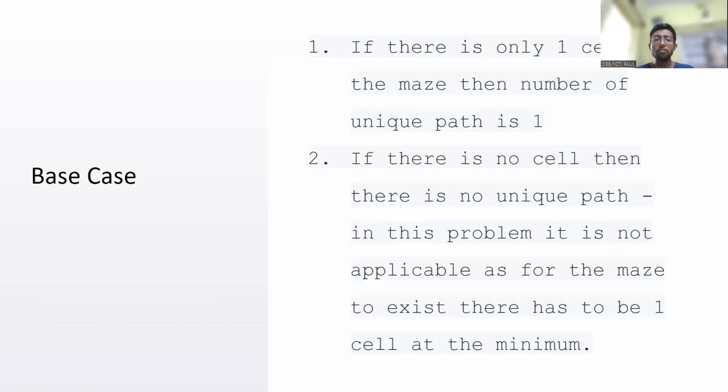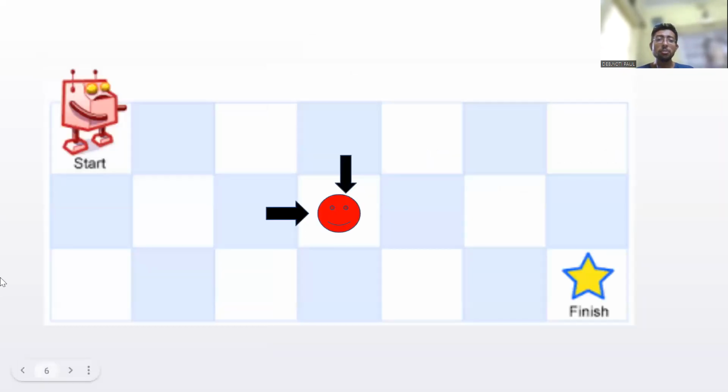Now, let's talk about what the base case is. Whenever we are trying to solve a problem or write code, we want to be very aware of what the base case is to start with. The base case here is that there is only one cell. If we go back to this maze, and suppose only the start was there, so both start and finish are the same thing, then how many ways can the robot reach from start to finish? We know that the answer is 1, because there is only one unique path, right? So if there is only one cell, the number of ways is 1.